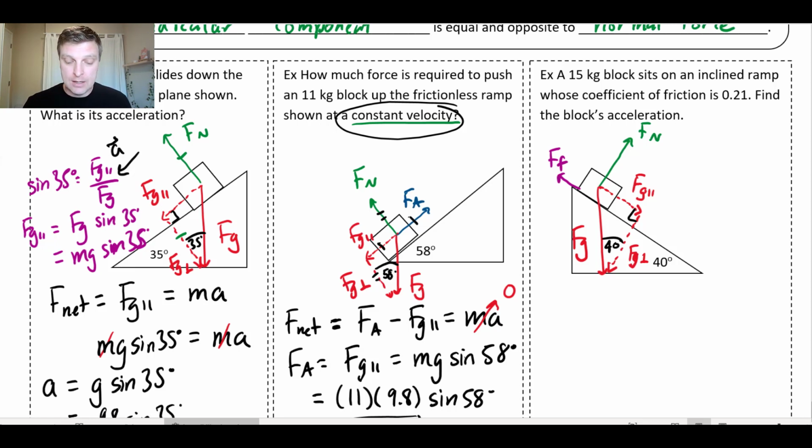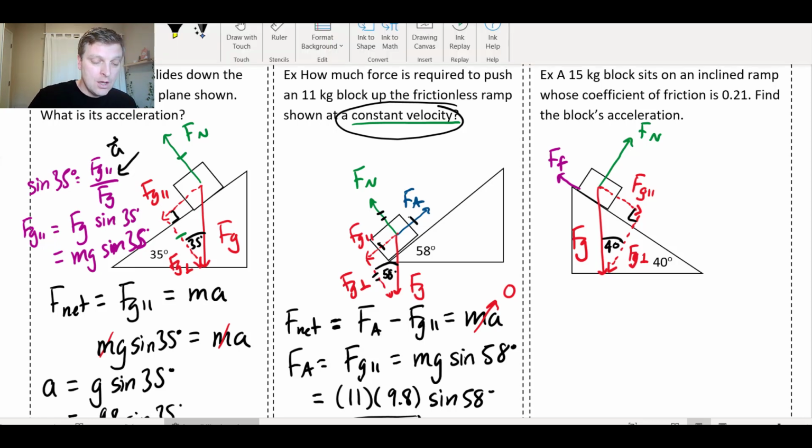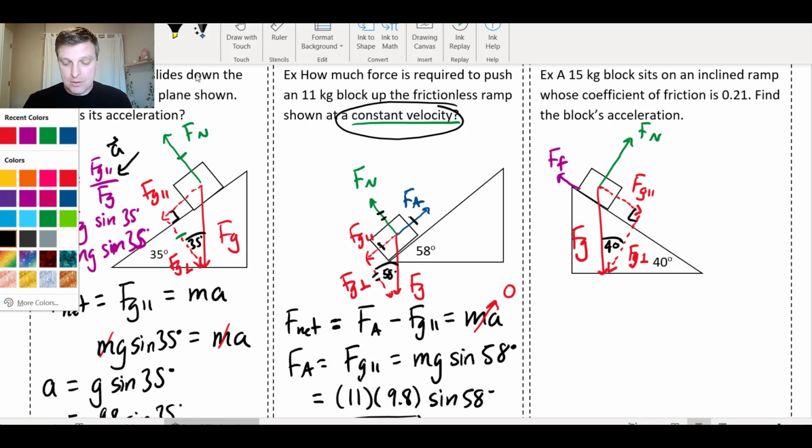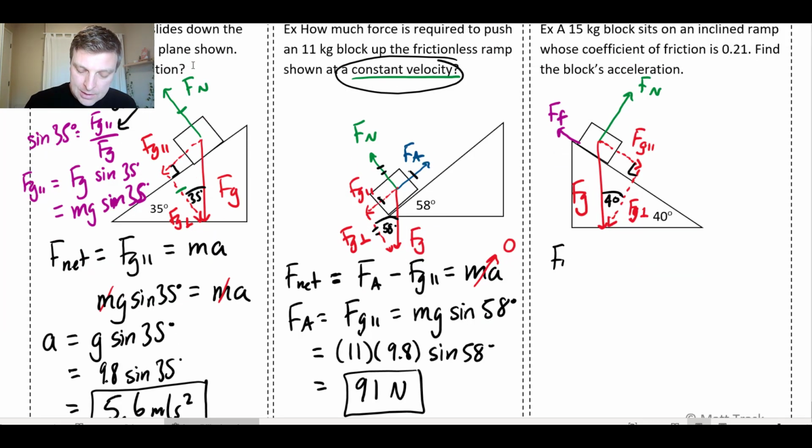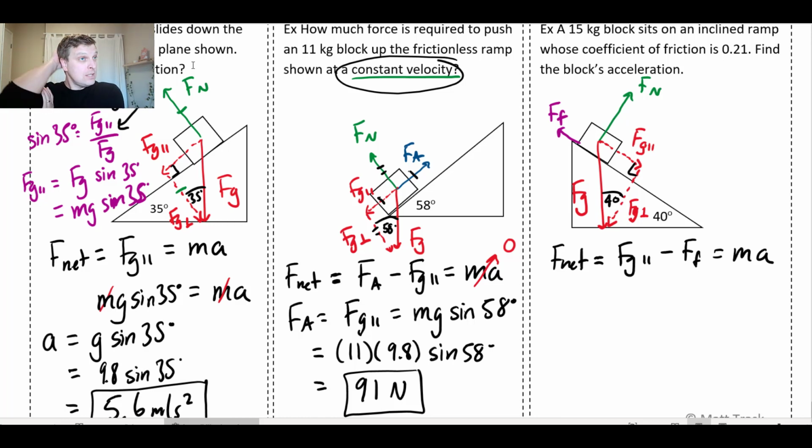We can find our acceleration using, this is getting repetitive, another net force equation. So F net equals the winner, which is Fg parallel, minus the loser, which is Ff, equals ma. Now, I've already seen that the force of gravity parallel is going to be mg sine theta.